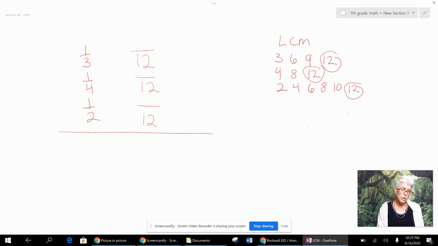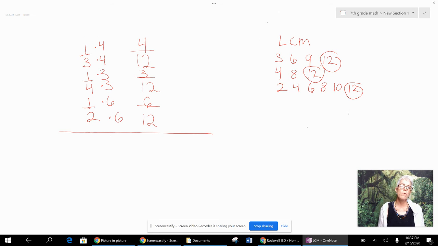Now, to get 2 to become a 12, we have to multiply it by 6. But whatever you do to the denominator, you have to do to the numerator. So I'm going to multiply it times 6, and I get 6 over 12. 4 times 3 is 12. So I'm going to multiply the numerator by 3, and I get 3. 3 times 4 is 12. So I'm going to multiply the numerator by 4, and I get 1 times 4, which is 4.